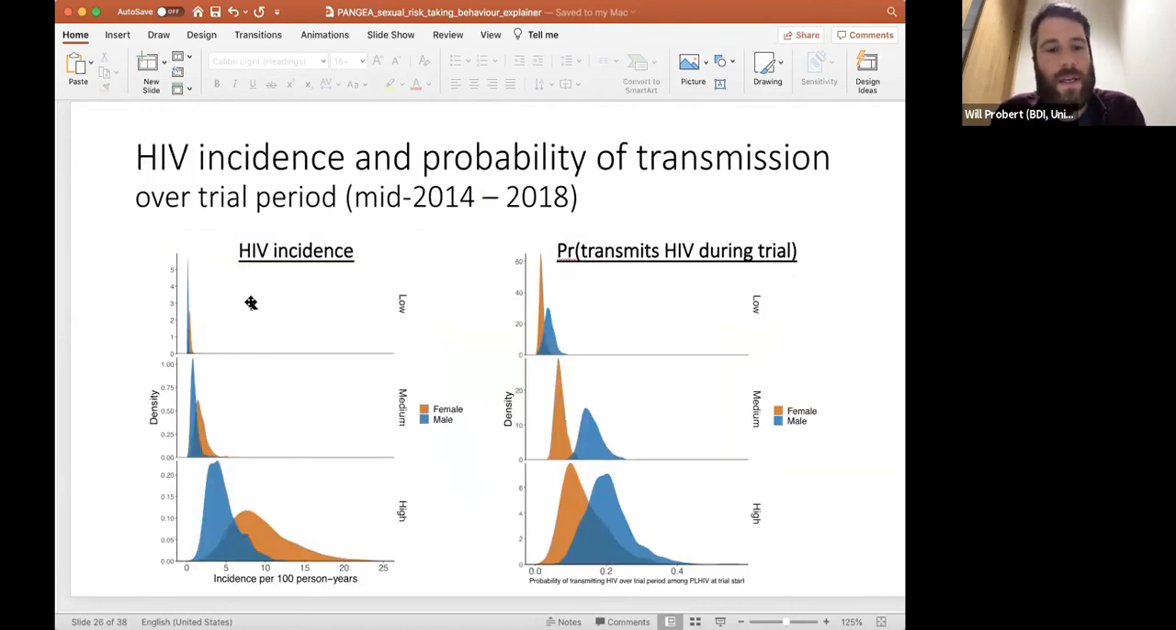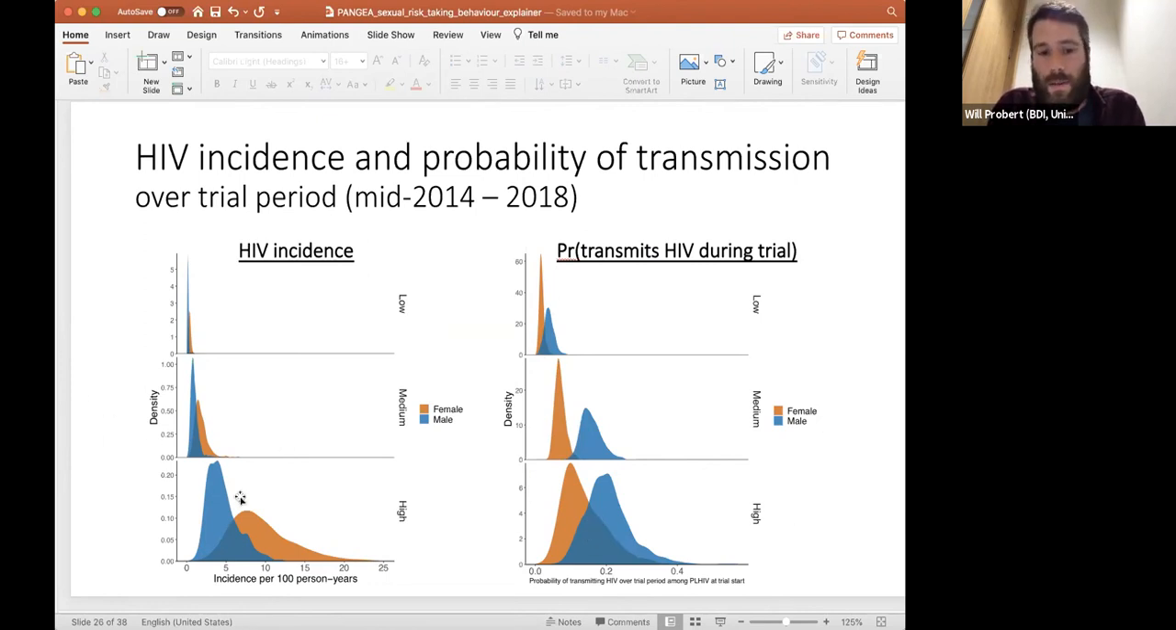As we might expect, there's much higher HIV incidence in the high risk group, and the probability of onwards transmission of HIV during the trial is a lot higher. The differences between men and women, as we saw in the HIV prevalence ratio, decrease for an increasing level of risk, and also the difference between medium and high risk group is not as marked as one might expect.